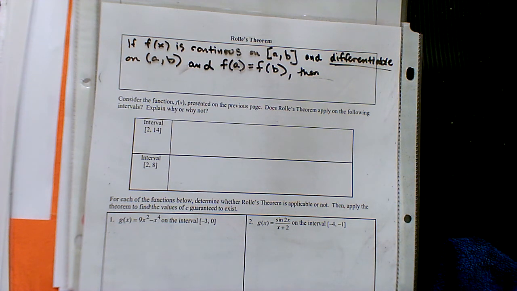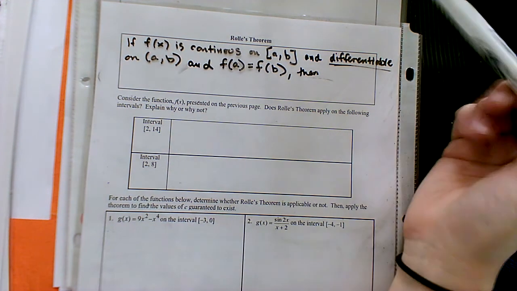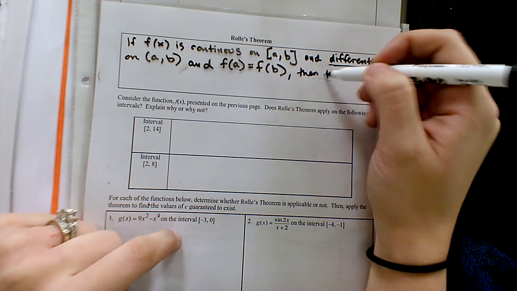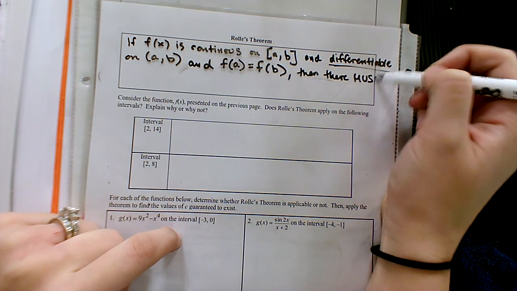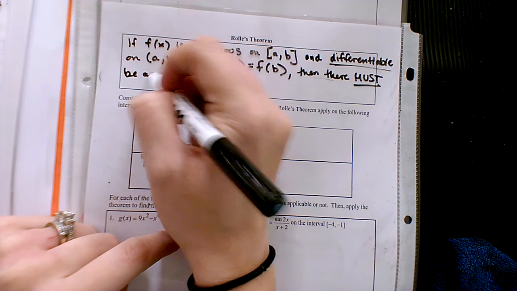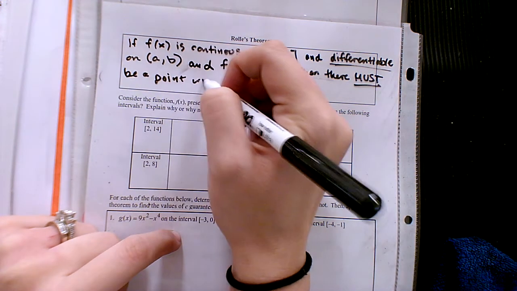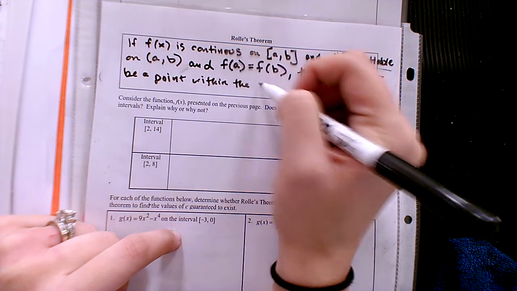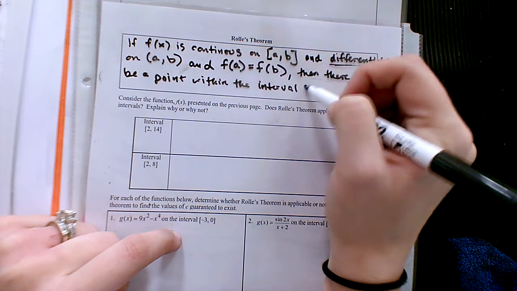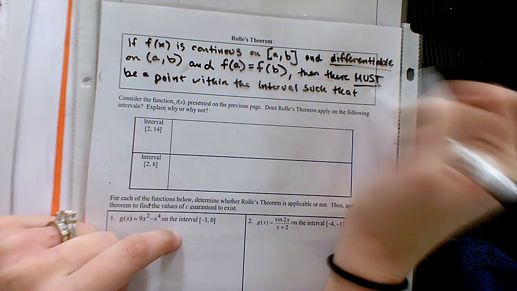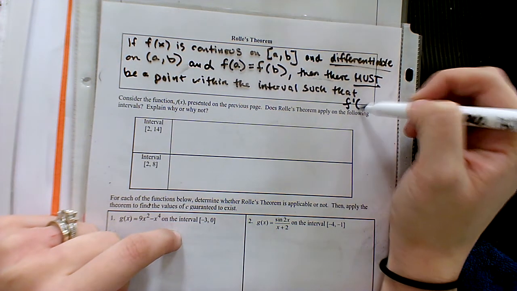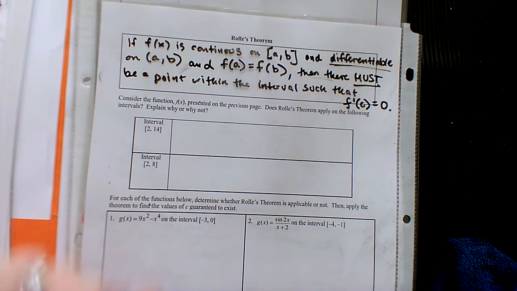So the same endpoints, the connection between the two is differentiable. So there are no sharp points, no vertical slopes, no holes, no jumps, no asymptotes, nothing like that. Okay, so the endpoints are the same. If all three of these are true, then we are guaranteed, okay, there must be a point within the interval such that the derivative equals 0.